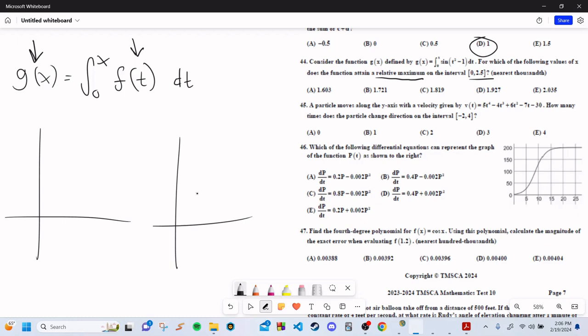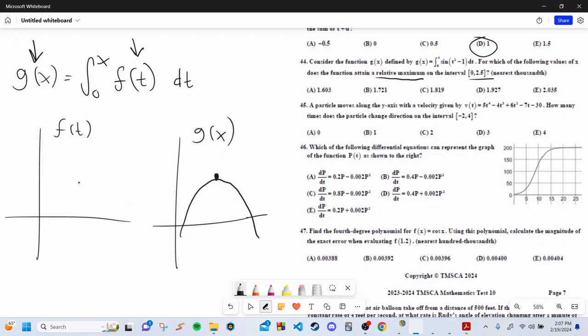So I'm going to draw two graphs. This is going to be f of t and g of x. If g of x has a relative maximum somewhere, it would look something like this. So here it has a maximum. What that would look like on f of t, and this is not exact, I'm just making up this random line.